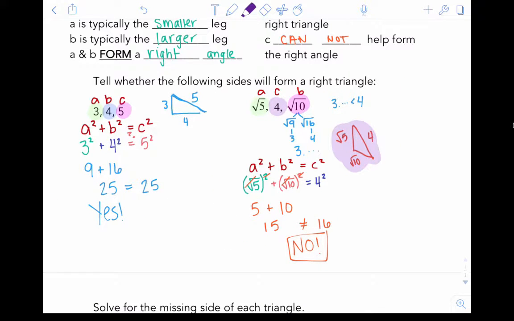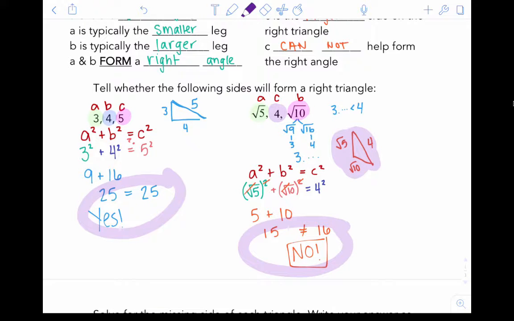All right, so that's how you figure out whether or not the three sides will form a right triangle. You just figure out what your A, B, and C are, and then you substitute them in for A, B, and C in the Pythagorean theorem and simplify it down to see if they're equal. If they're equal, then they are going to be a right triangle. If they're not equal, then they will not be a right triangle.